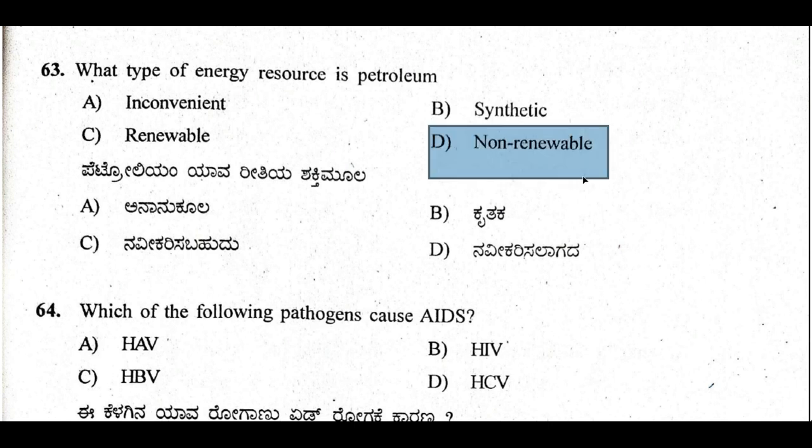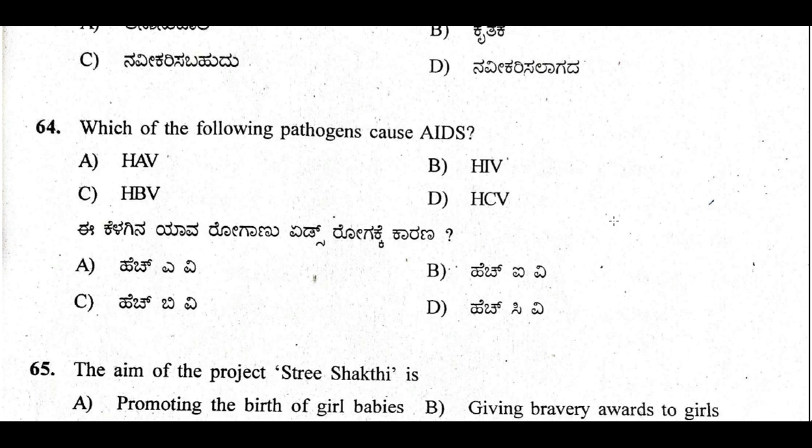Question number 64, which of the following pathogens cause AIDS? Option A, HAV. Option B, HIV. Option C, HBV. Option D, HCV. So the right option is option B, HIV. That is human immunodeficiency virus. So human immunodeficiency virus, that is HIV, is the virus that causes the acquired immunodeficiency syndrome, which is called AIDS. Acquired immunodeficiency syndrome, AIDS. So right option is HIV.